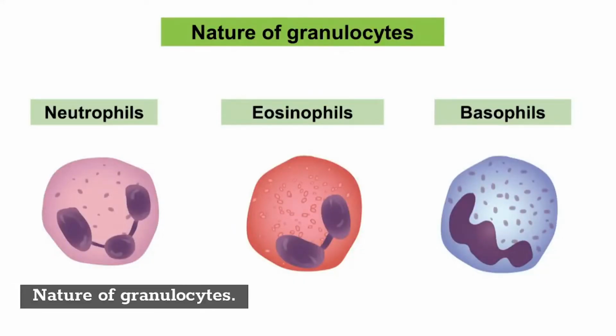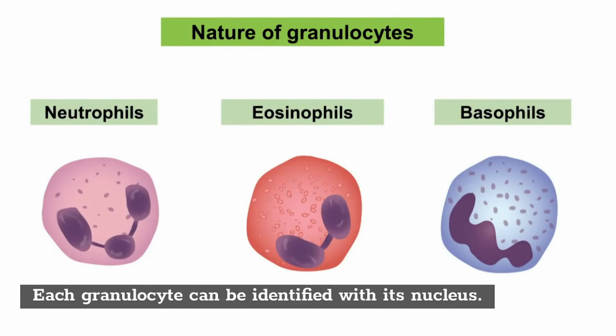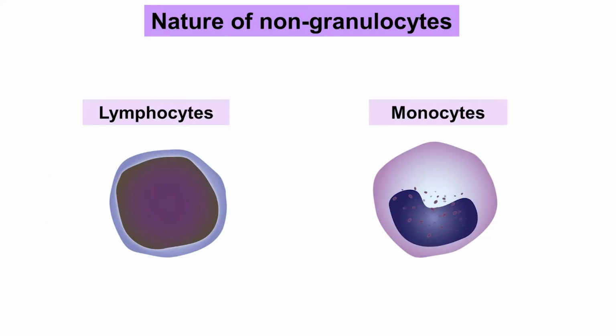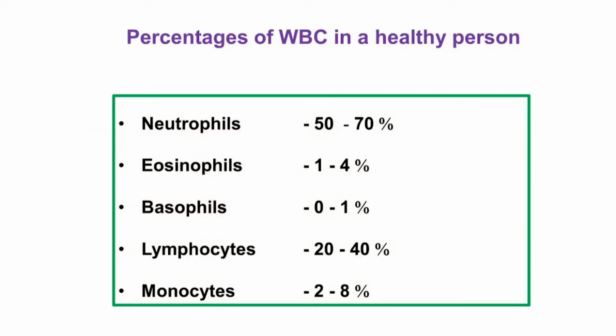Nature of granulocytes. Each granulocyte can be identified with its nucleus. Nature of non-granulocytes. Lymphocytes have a large nucleus, and monocytes contain a kidney-shaped nucleus. This chart shows the percentages of WBC in a healthy person.